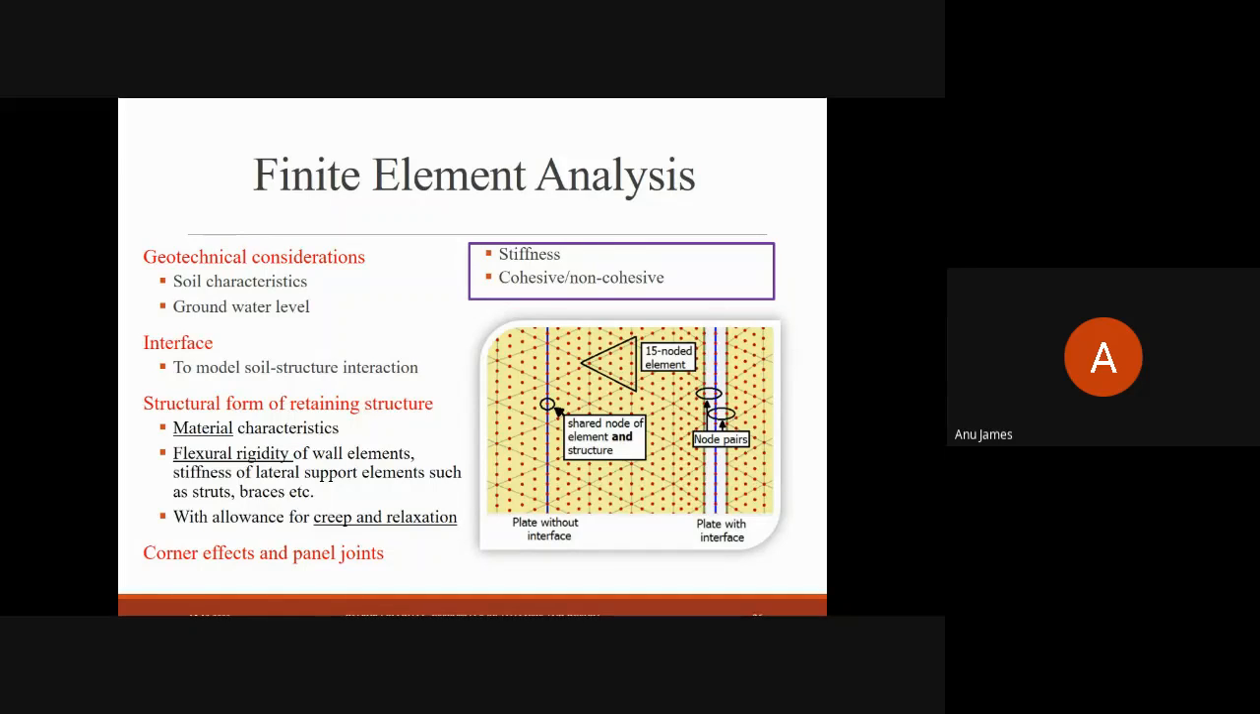So, characteristics of other structural forms such as wall elements, struts, center posts, etc. For all these elements, the properties we give as input values should be appropriate for the actual materials. We also need to consider the corner effects and how to model the panel joints, etc.